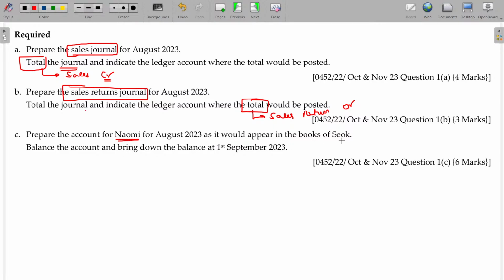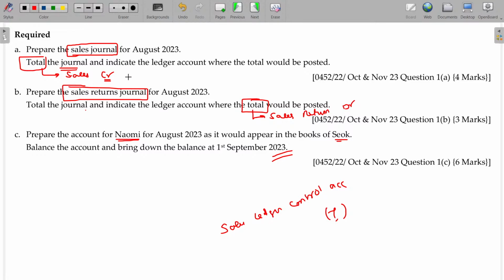As it would appear in the books of Siok. Balance the account and bring down the balance at 1st September 2023. Apart from that, you have been asked for the sales ledger control account also, carrying 7 marks for this question.